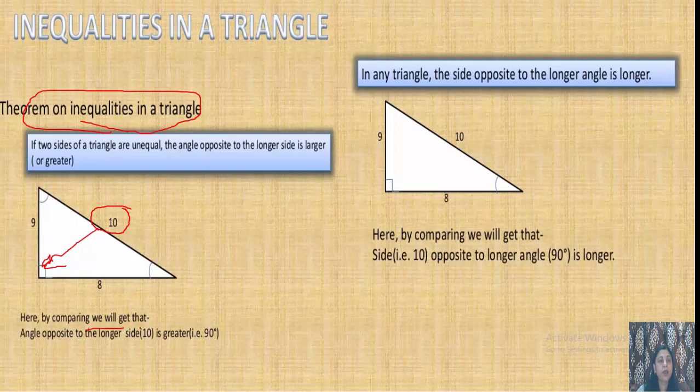So here by comparing we will get that angle opposite to the longer side, that is 10, is greater, that is 90 degree. Now in any triangle, okay, अगर हमें given है कि this angle is 90 degree या this angle is 95 degree और ये angle 120 degree है, कोई सा भी angle given है, तो the larger the angle is, the side opposite to the larger angle is longest. Okay, so here as this is an example of 8, 9, 10 given है, so this is a right angle triangle. So here by comparing we will get that the side opposite to the longer angle, that is 90 degree. This is showing that the angle is of 90 degree. It will be longer.